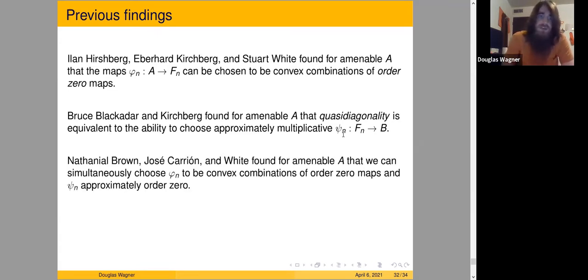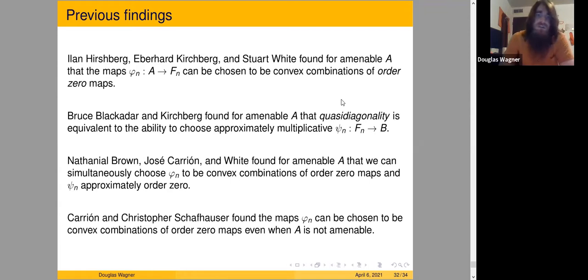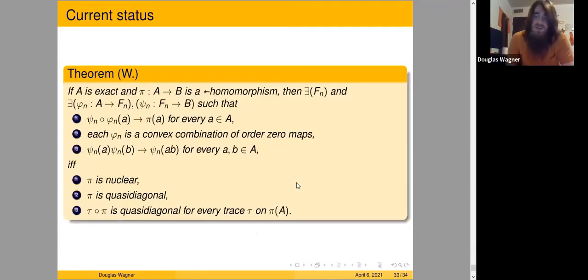So Brown, Carrion, and White were able to combine these two results, and then Carrion and Schaffhauser extended the first result to cases when A is not amenable. And what I sought to do is see what else can we get when A is not amenable, and can we get the rest of it? And I was successful when A is exact, which is what you're gonna encounter on the streets.